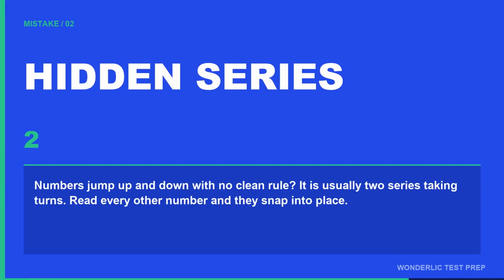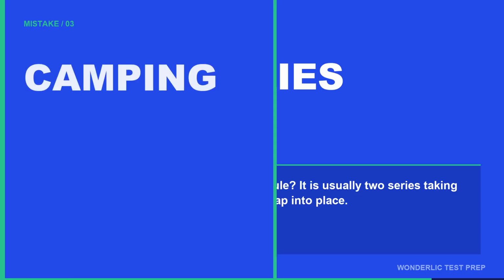Mistake 2, missing a hidden second series. If the numbers jump up and down with no clean rule, it's usually 2 series taking turns. Read every other number and they snap into place.